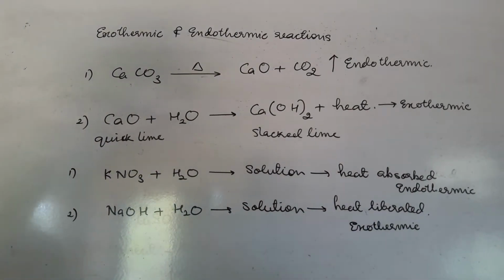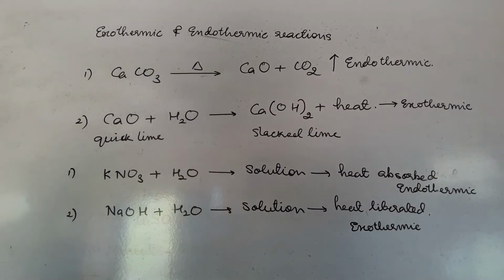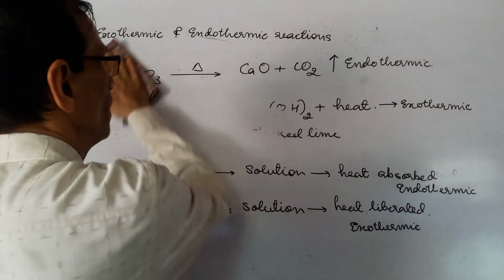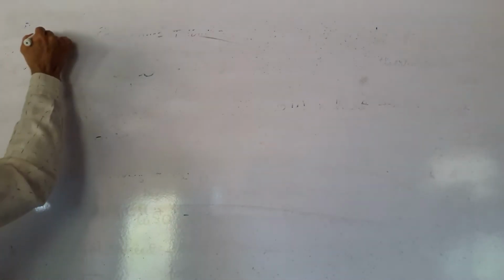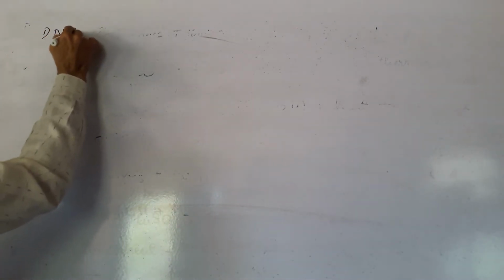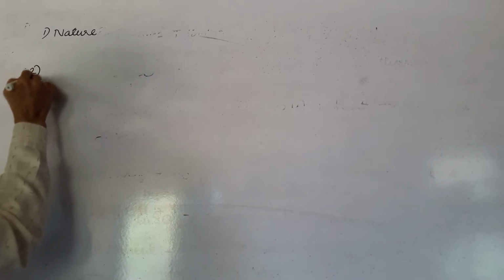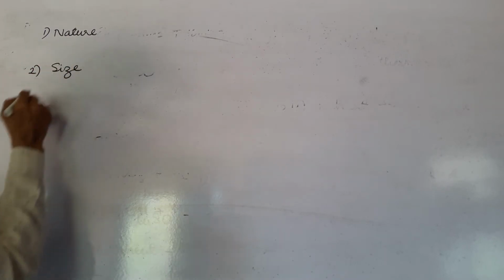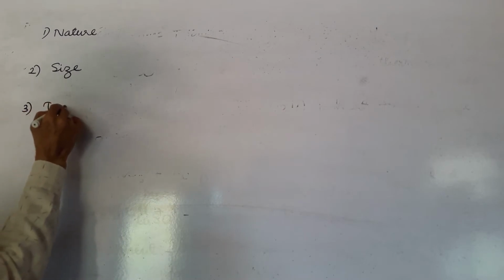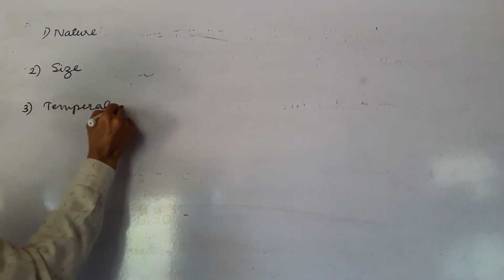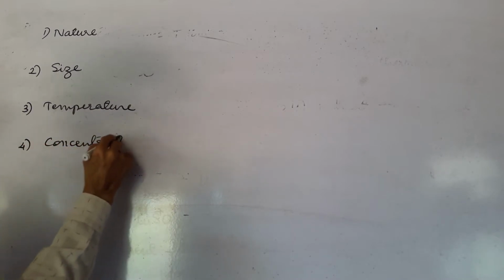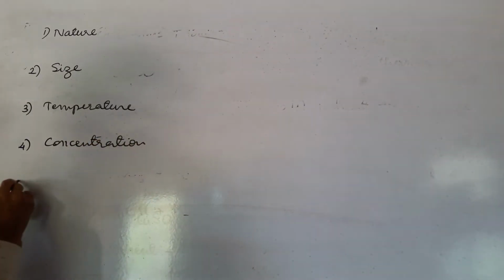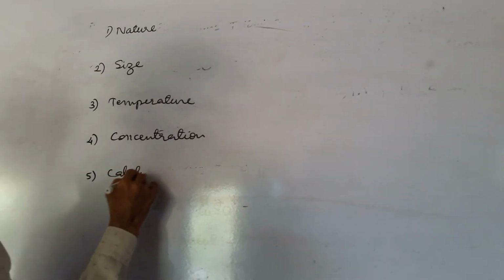Now we will study the rate of chemical reactions. The rate of a chemical reaction depends on 5 factors. The first, nature. Second, size. Third, temperature. Fourth, concentration. And fifth, catalyst.